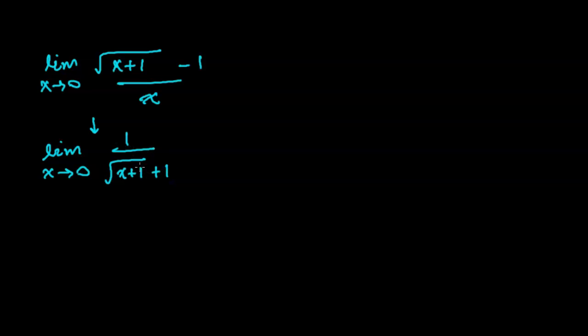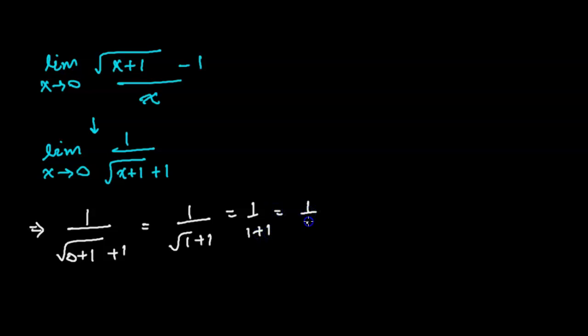After we have turned it into an equivalent function, we would again try substitution on it. And when we simplify it, we see that we're able to work on the solution, because square root of 0 plus 1 is root 1 plus 1, which is 1 over 1 plus 1, which is 1 over 2. And this is the solution for the limit for this particular question.